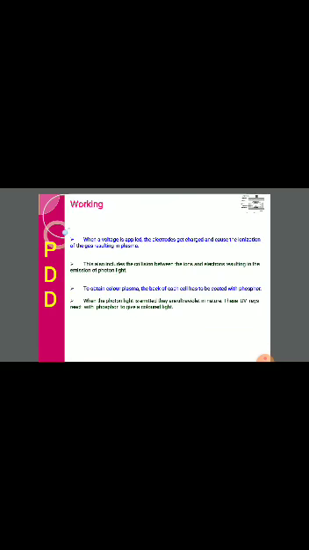Working. When voltage is applied, the electrodes get charged and cause the ionization of the gas, resulting in plasma. That means if you apply some voltage in between the electrodes, then the gas will be ionized. It will create plasma. This also includes the collision between the ions and the electrons, resulting in the emission of photon light. I already told initially, the interaction between photon and electrons, that's the basic principle. That only will happen here also.